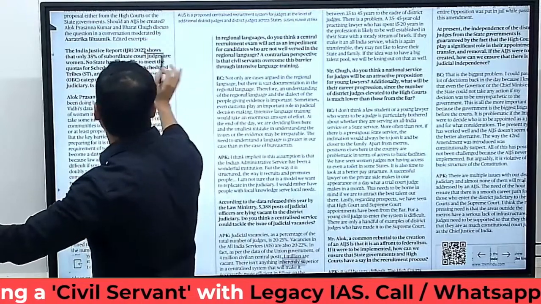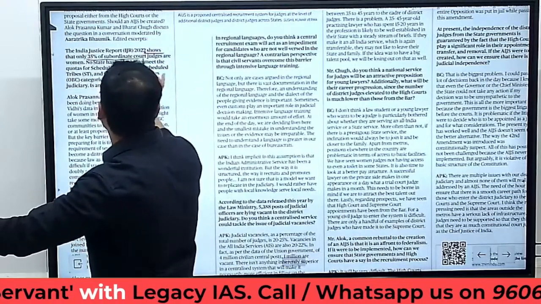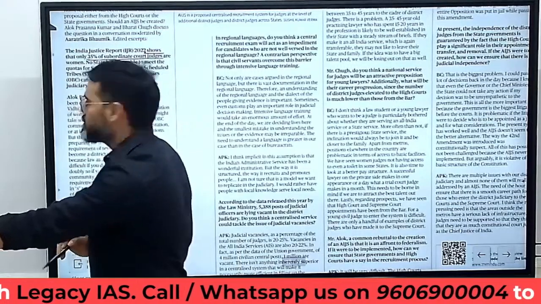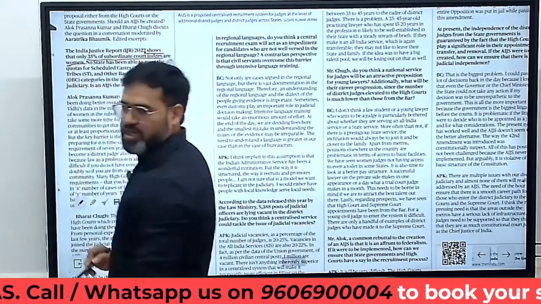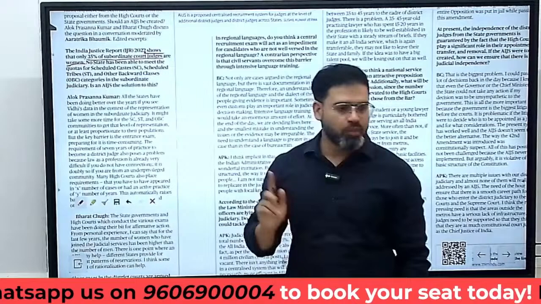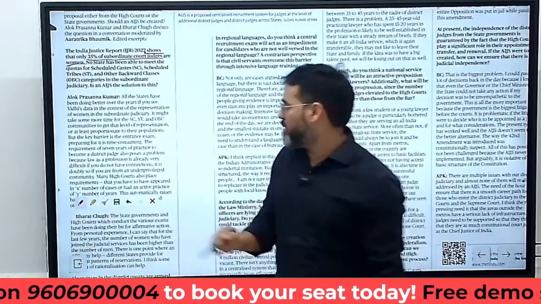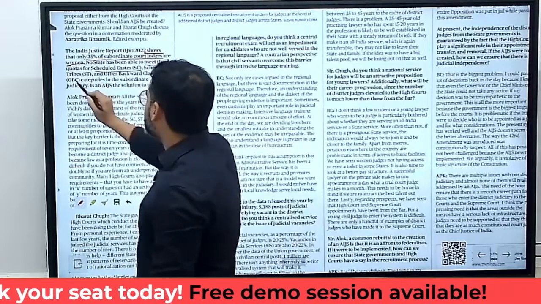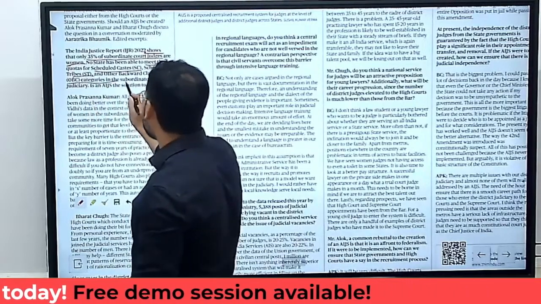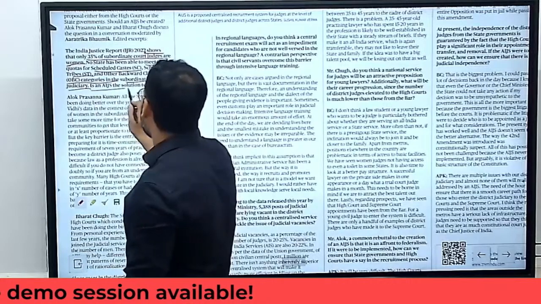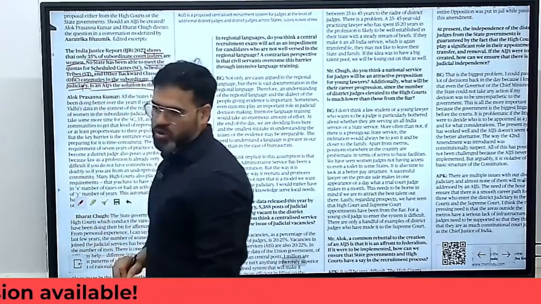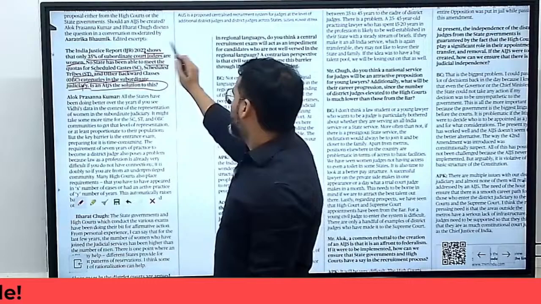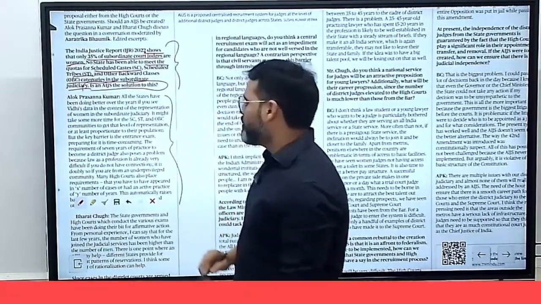India Justice Report shows that only 35% of subordinate courts, the district judges, are women. What did it say? Only 35% of subordinate judges at the district level are women. No state has been able to meet the quota for scheduled castes, scheduled tribes and other backward class categories in the subordinate judiciary. Isn't an All India Judicial Service the solution for this or not? This was the question, correct? Now look, you got an answer in it.